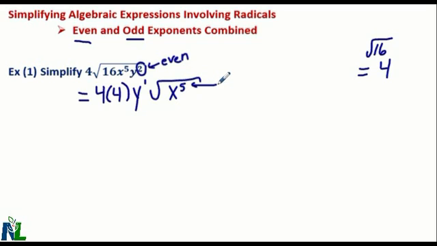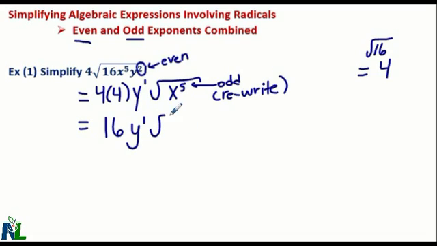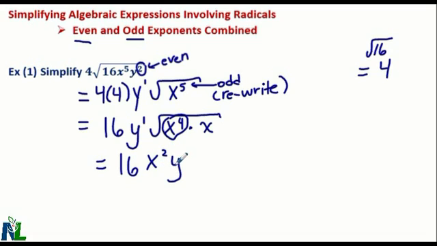And I know this is an odd exponent, so when it comes to odd exponents, I always rewrite those as even and odd. So let's continue. 4 times 4 is 16. I'll still keep my little y to the power 1 out here. I'm going to rewrite this as x to the power 4 times x. And now I have an even exponent. I know when I take the square root of an even exponent, it's going to be a half. So 16, a half of 4 is 2. I'm just going to write these in alphabetical order here. And the only thing left underneath my square root sign now is x. So this will be my answer.